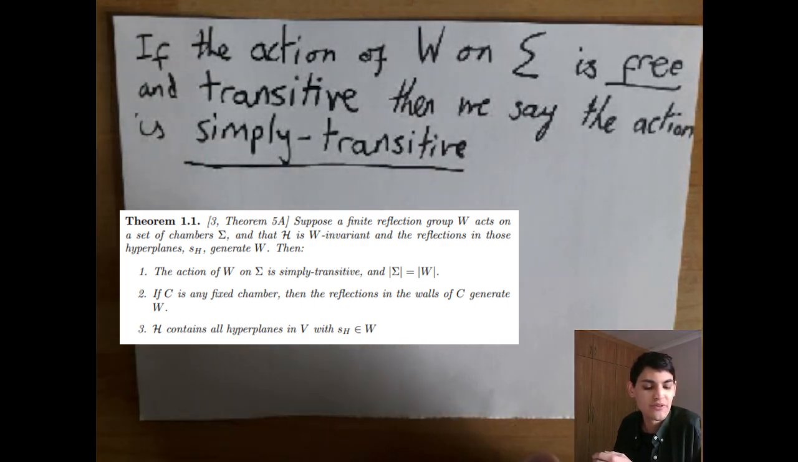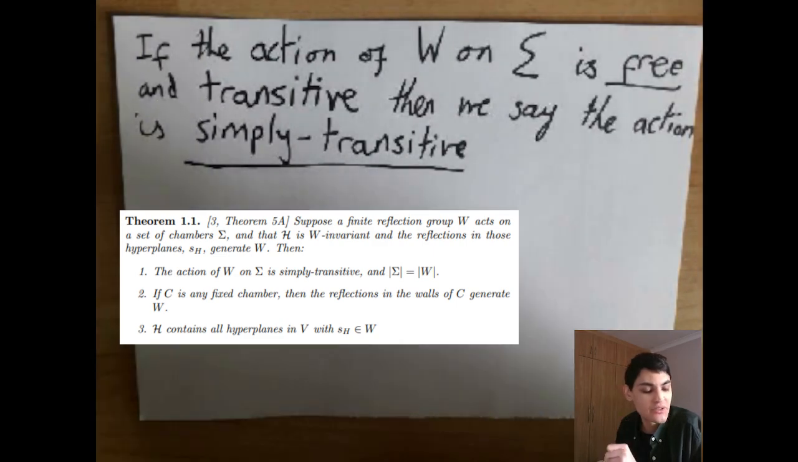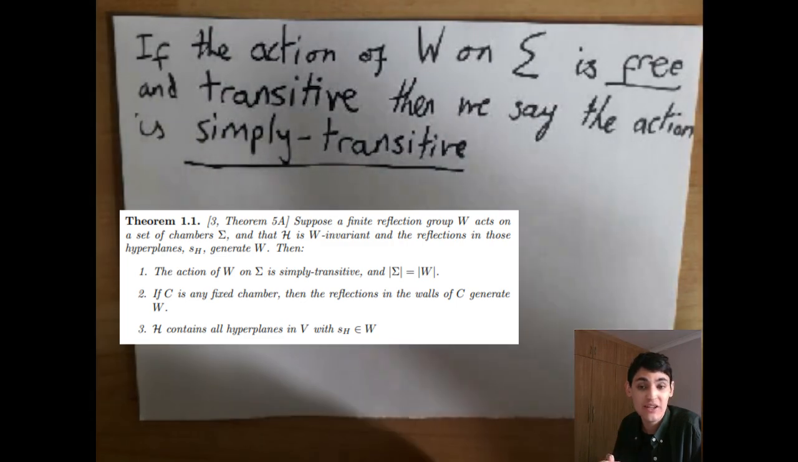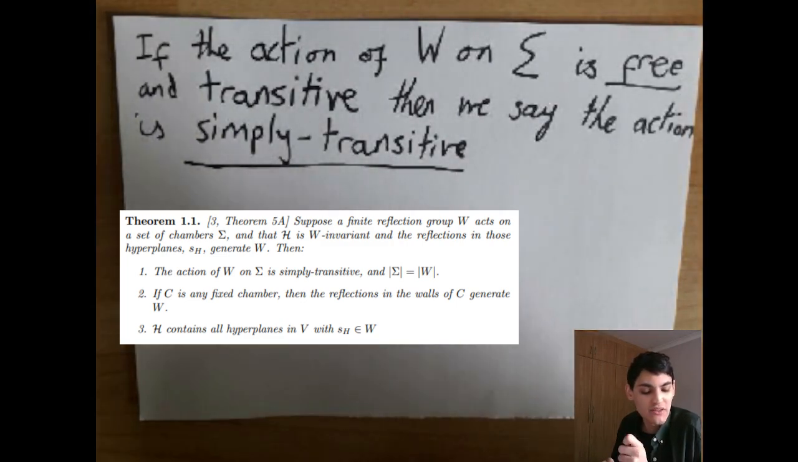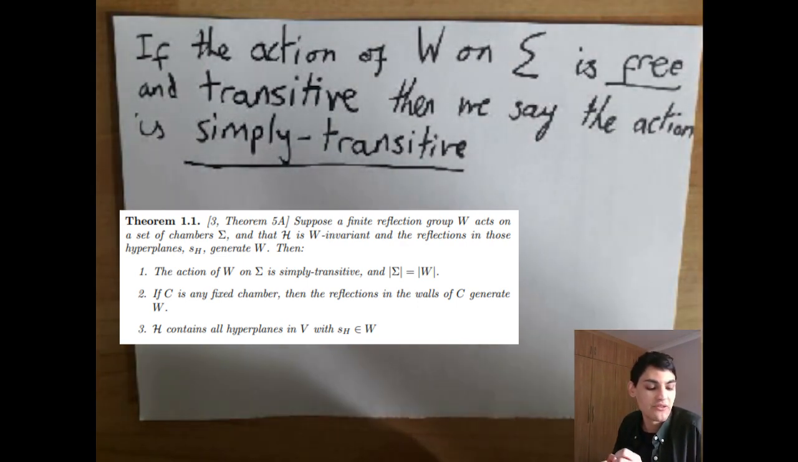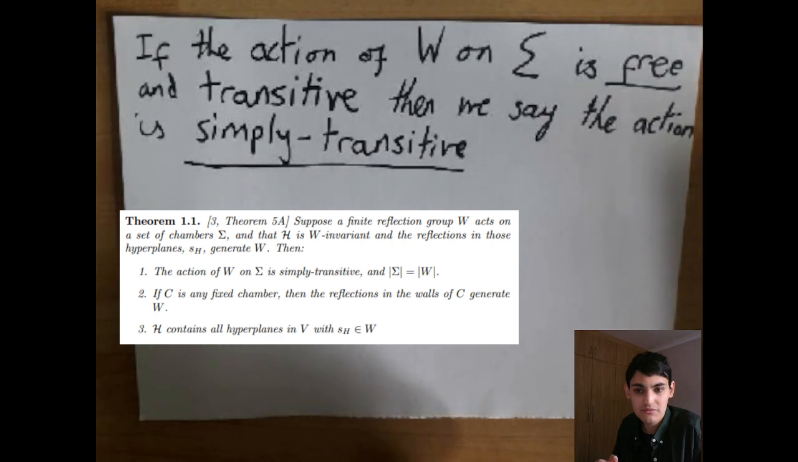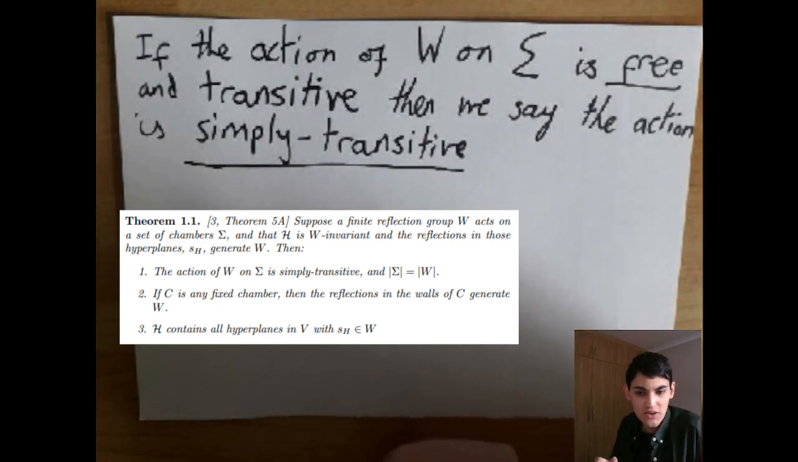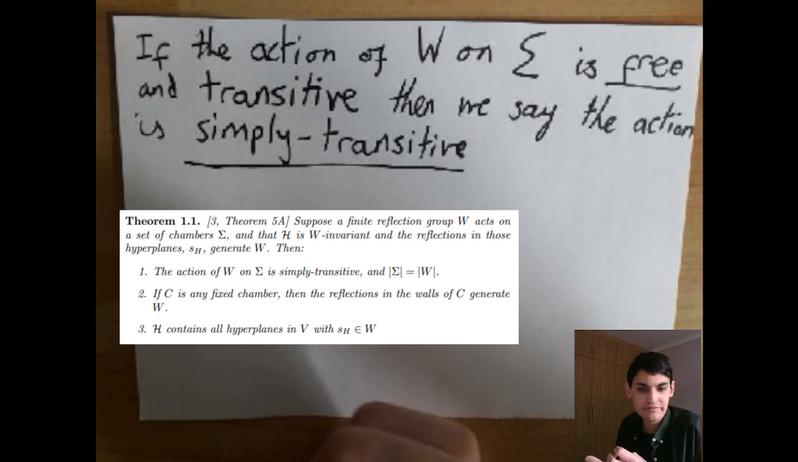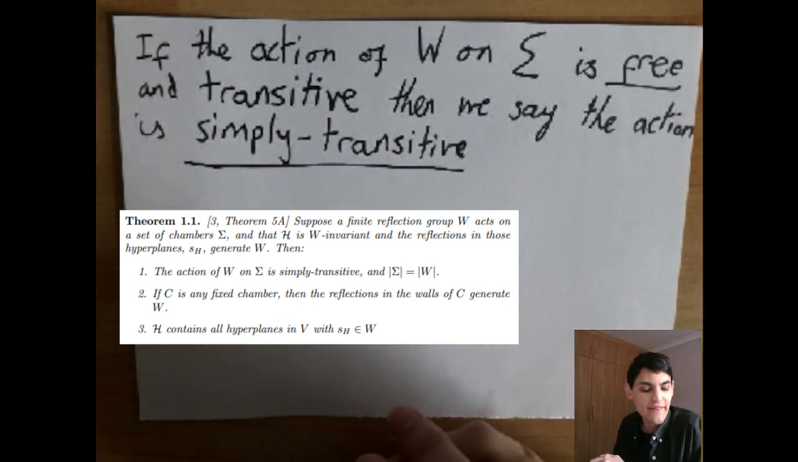Then we have, firstly, the action of W on sigma is simply transitive, and the size of the set of chambers sigma is equal to the size of the reflection group W. The second point is that if C is any fixed chamber, then the reflections in the walls of C generate W. And thirdly, H, which refers to the set of hyperplanes, contains all hyperplanes in this reflection group, with sH and W.